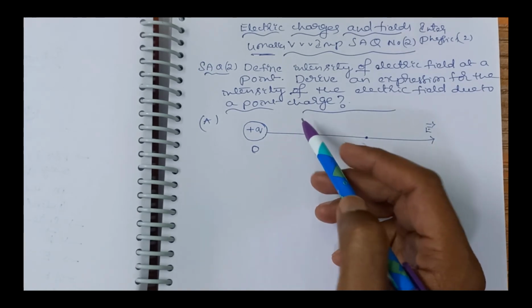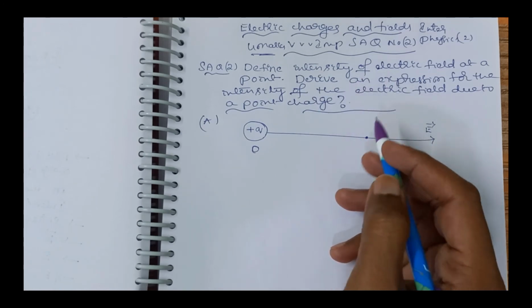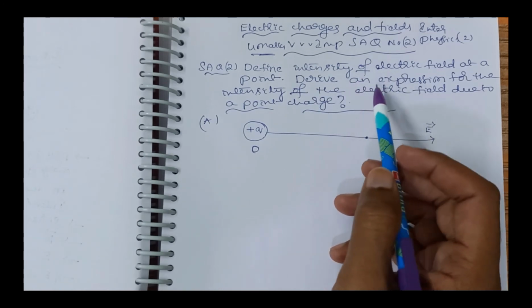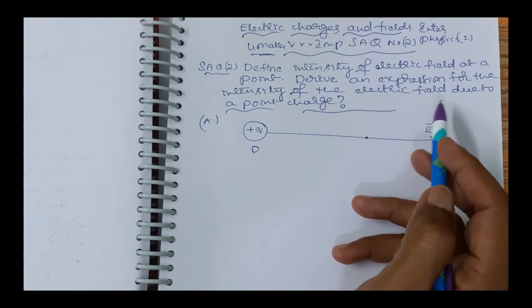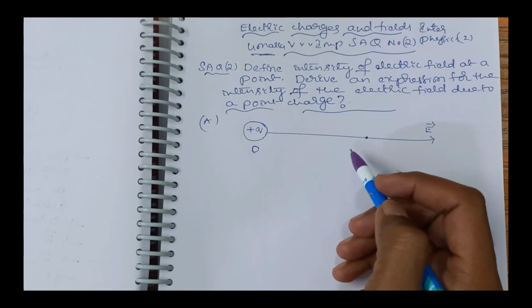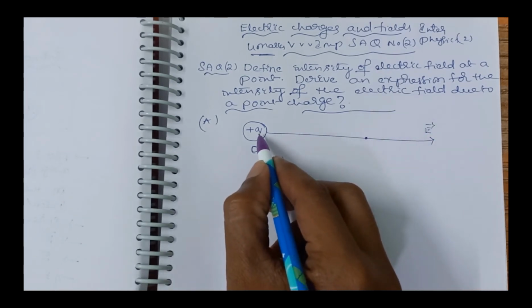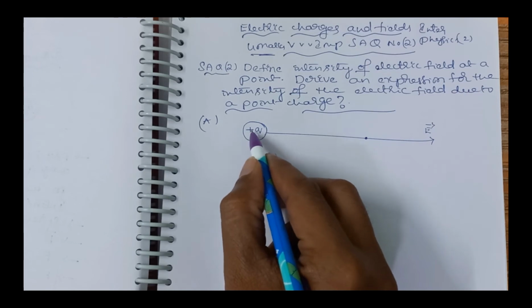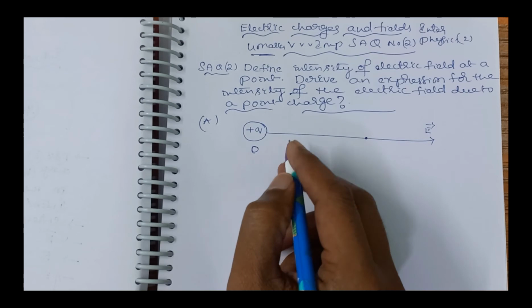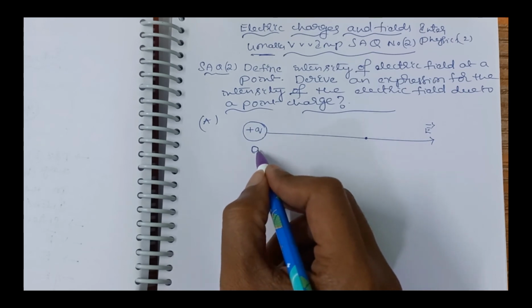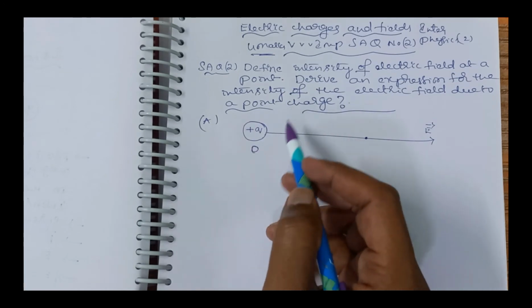In the previous video, we explained what is the intensity of electric field. Now, we are going to derive the formula or expression for the intensity of the electric field due to point charge which is placed in the electric field. Consider it is a point stationary charge which is placed at the point O. Then it creates electric field around itself.